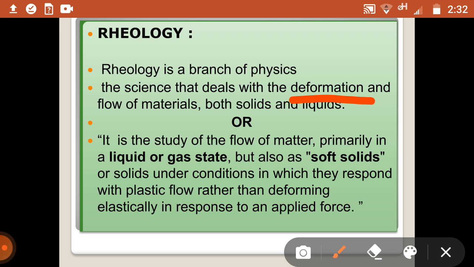What is micromeritics? Micromeritics is the branch of physical pharmacy which deals with solids: their particle size reduction, their properties, their flow, their behavior. But here in rheology we are dealing with liquids only and semi-solids only.